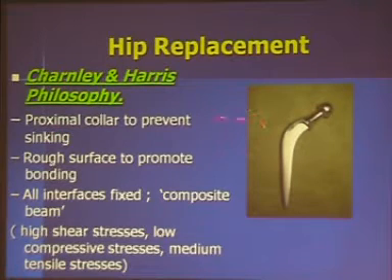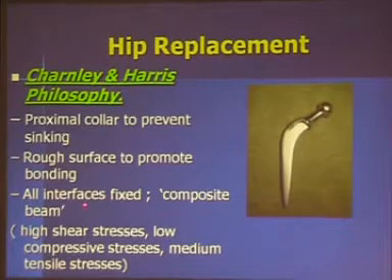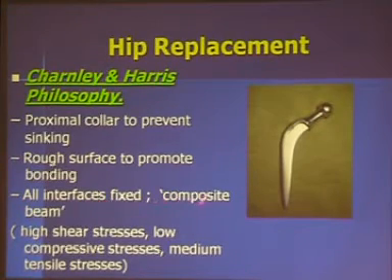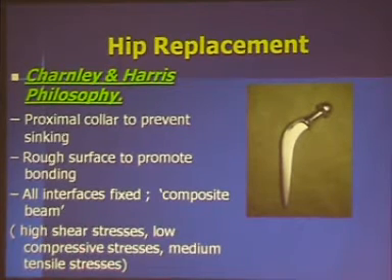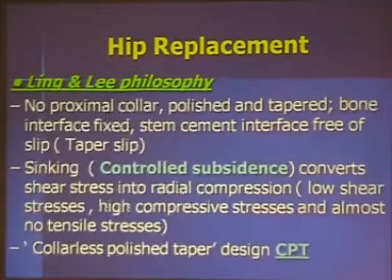Design philosophy, actually there are two very well-known design philosophies. The one by Sir John Charnley used to have a collar to prevent sinking, a rough surface to promote bonding, but all interfaces were fixed, which is referred to as a composite beam. And this is found to have high shear stress, low compressive stress, and medium tensile stress. So high shear, low compressive.